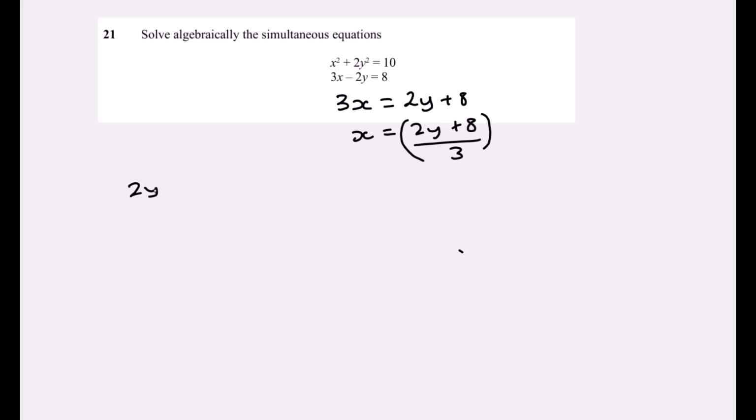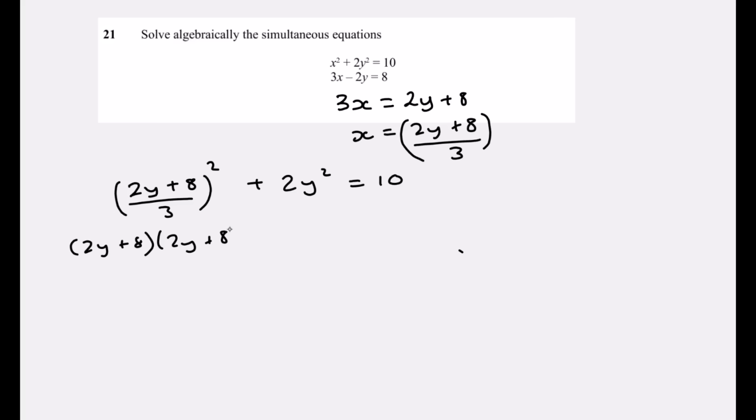So we have ((2y plus 8) over 3) squared plus 2y squared equals 10. I need to expand this. So it's (2y plus 8) times (2y plus 8) over 3 times 3. So it's just like multiplying a fraction. We times the top times the top and the bottom times the bottom. So (2y plus 8) times (2y plus 8) over 3 times 3, which is 9.